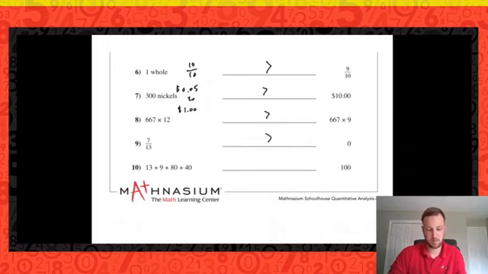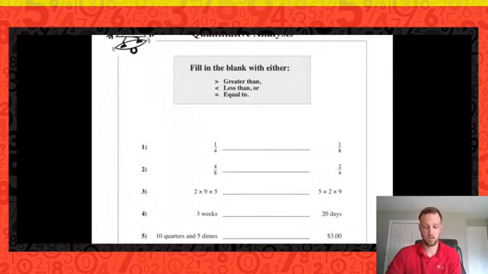13 plus 9 plus 80 plus 40, is that compared to 100. Again, we know that 80 is already pretty close to 100, and 80 plus 40 is 120, and that is greater than 100 on its own. So if I add 13 and I add 9, I'm just going to continue to be greater. So those are all greater than 100. Good job. All right, top of page number 3.